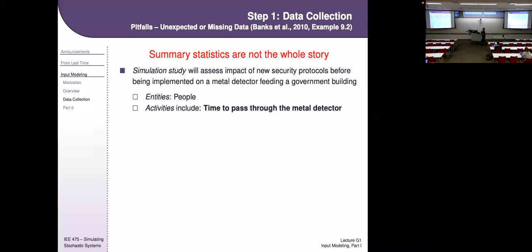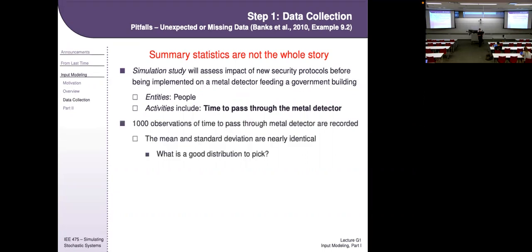Okay, so the other thing, summary statistics. I've already kind of talked about how physicists ruin the world, and this is along those lines. This is a simulation study that will assess new security protocols being implemented on a metal detector at a government building. Entities, people, activities, how long it takes for them to pass through the metal detector. Again, you run this study, 1,000 observations, and very quickly you pull out the mean and standard deviation, and you say, oh, the mean and standard deviation of these 1,000 observations are nearly identical.